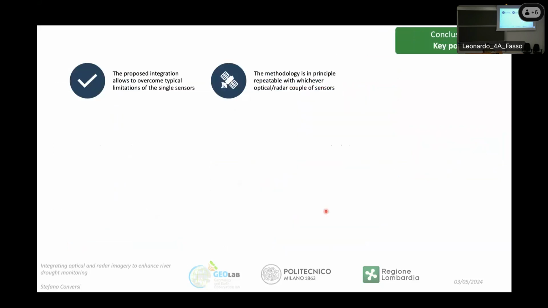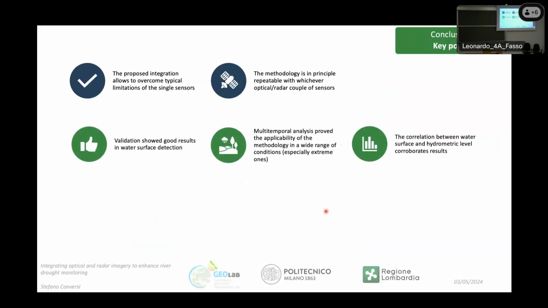So all in all, we can say that this proposed integration seems to work, and it is also a methodology that can be replicated for whichever couple of sensors that are optical and radar. Then the validation also proved that the results are quite good, and the multi-temporal analysis showed that these results are very trustable, both in case of flood and in case of drought. So we can say that it is working in whichever condition, at least for our case study.